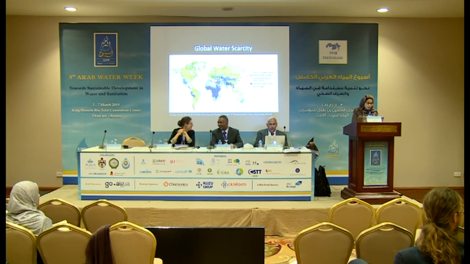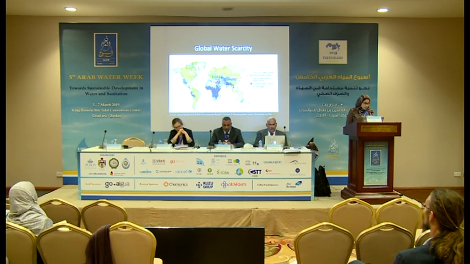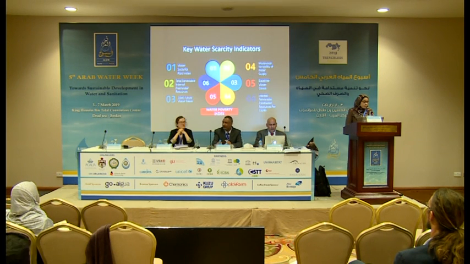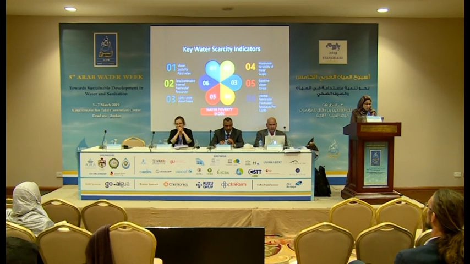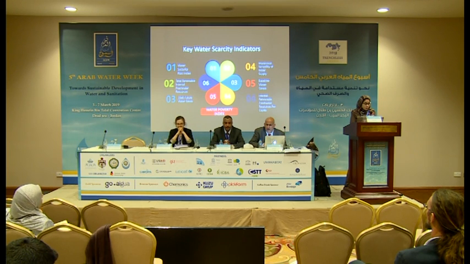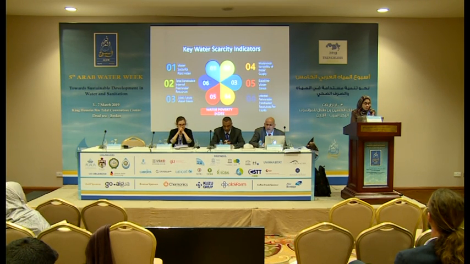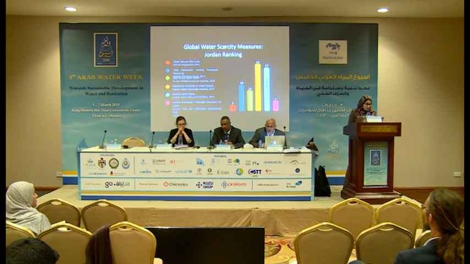So this slide shows the global water scarcity map. As we see, Jordan is classified among the countries that suffer from physical water scarcity. And this slide shows the key indicators that are used worldwide to assess water scarcity. Some of them are Water Security Risk Index, Total Renewable Internal Freshwater Resources, 2040 Future Water Stress, Interannual Variability of Water Supply, Baseline Water Stress, and Internal Renewable Freshwater Resources per capita, in addition to Water Poverty Index.